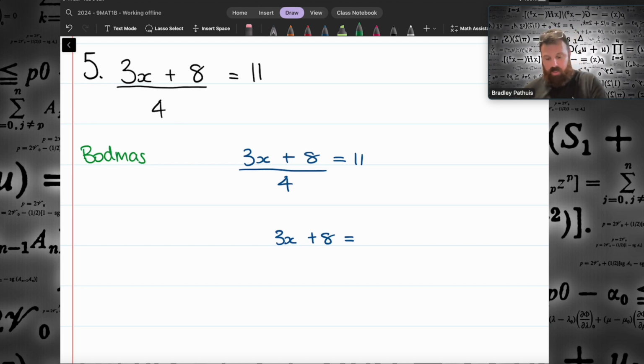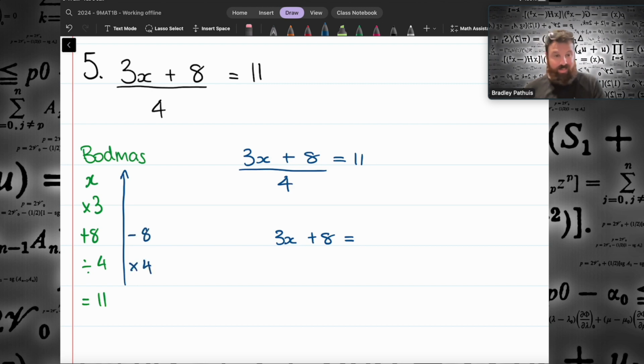So writing that down, there was x, it was multiplied by 3, it had 8 added to it. After I did those, I divided by 4, and it equaled 11. So now all I need to think about is what are the reverse of those steps? The opposite of dividing by 4 is multiplying by 4. The opposite of adding 8 is minusing 8, and the opposite of timesing by 3 is dividing by 3.